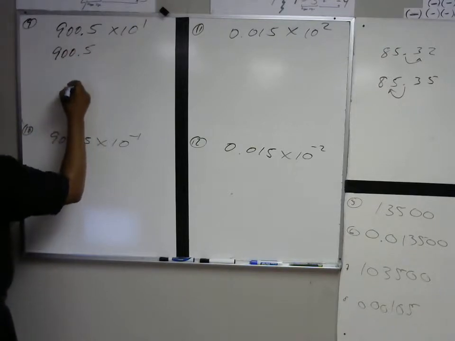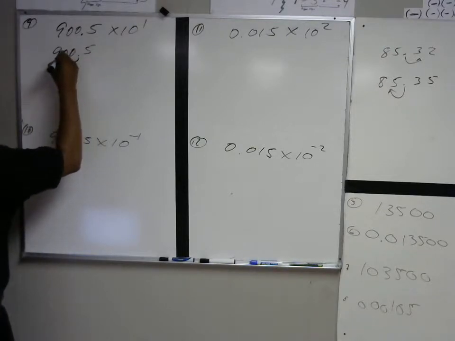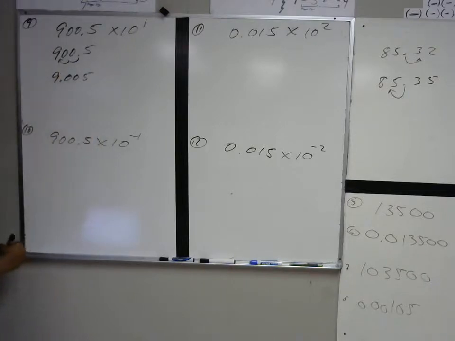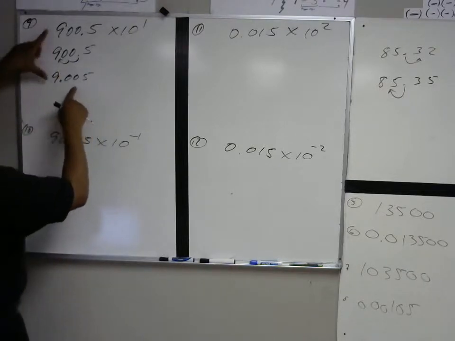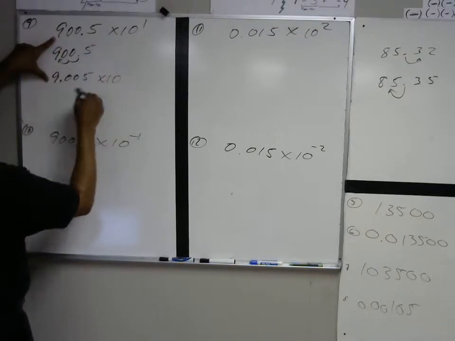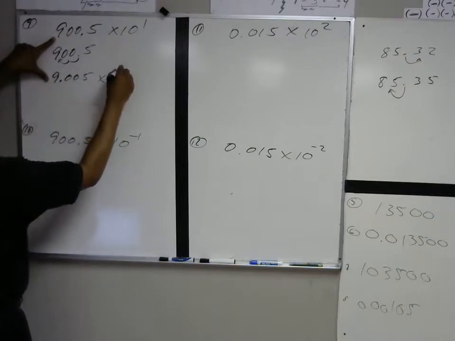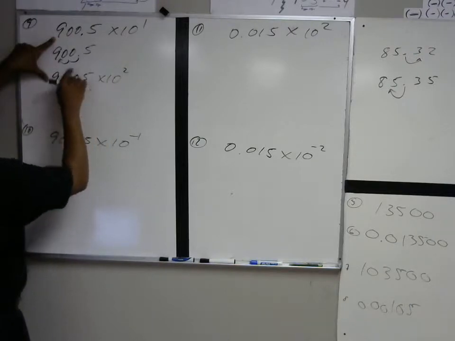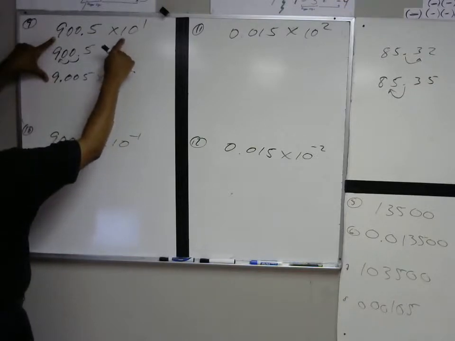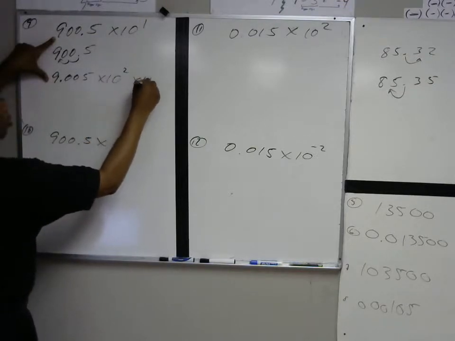900.5. We're going to move it here, so it becomes 9.005. This right here is representing a large number, so this would be times 10. We have 2 loops here, so the second power. And since the original is a large number, this is a positive 2. Then we bring down our times 10 to the first power. Okay.